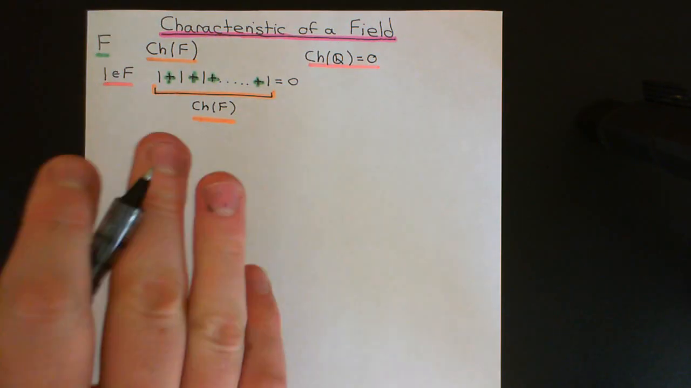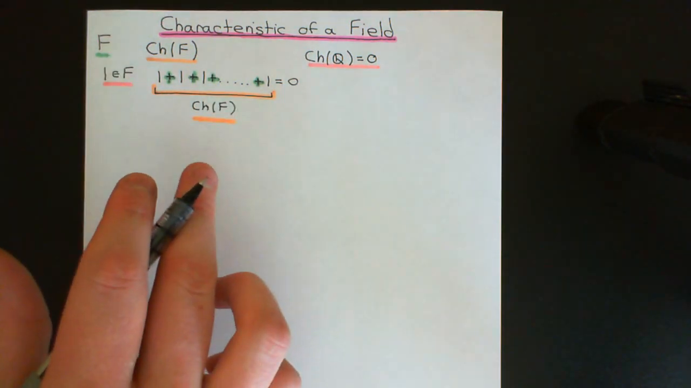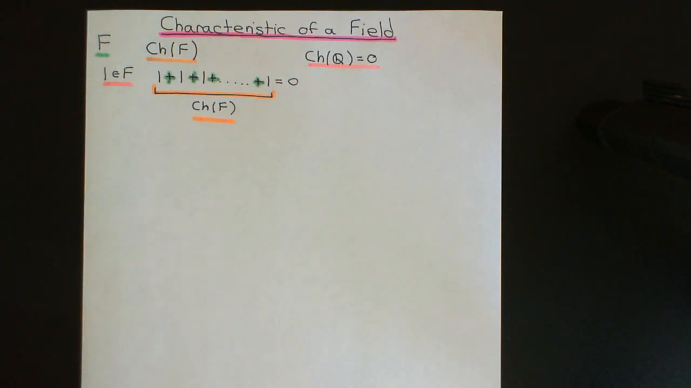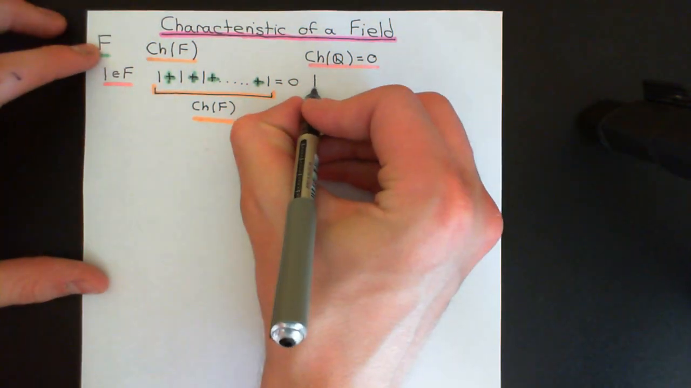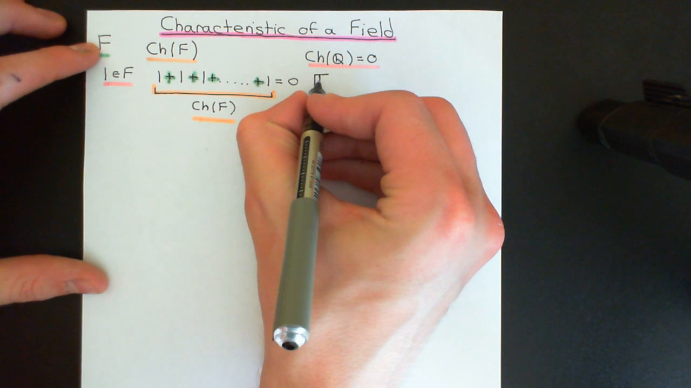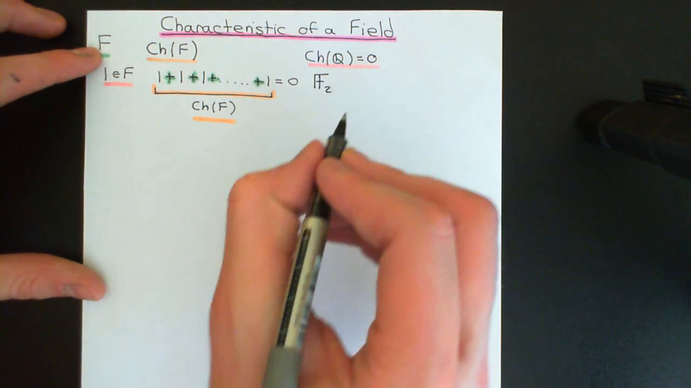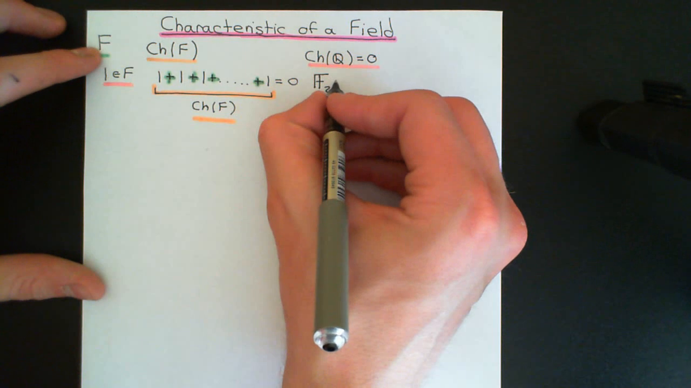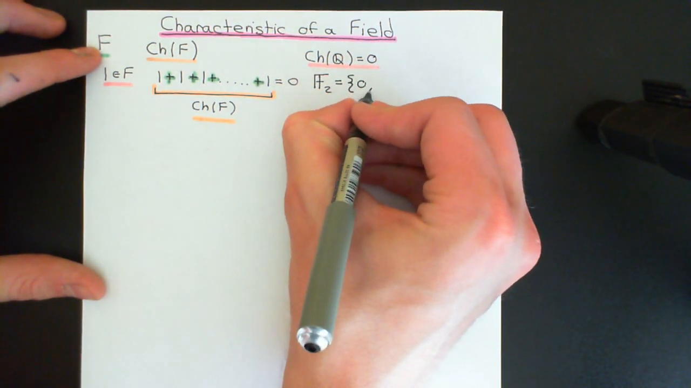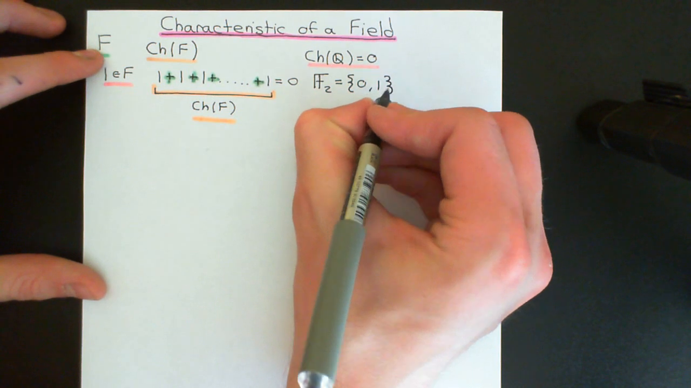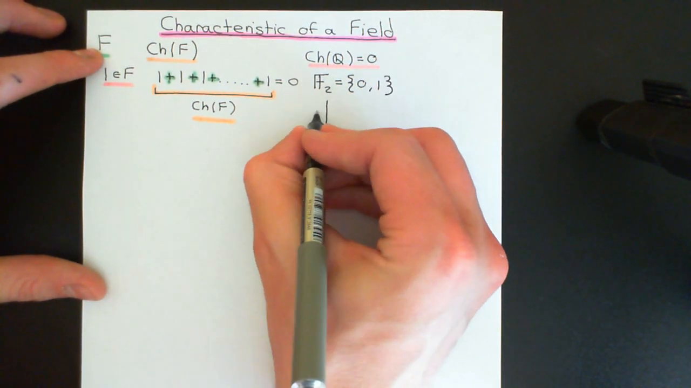I would like to do an example where you do actually have a characteristic that is not 0, okay, so where you do add 1 to itself a certain finite number of times and get 0 back again. So let's do the simplest example we can possibly do, working with the smallest field we can, which is the prime field F2. Now I'll remind you that the prime field F2 just contains two elements, 0 and 1, and the addition law on this, I'll just write it out in full.